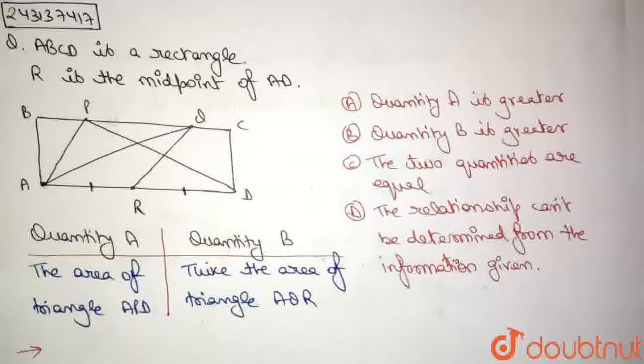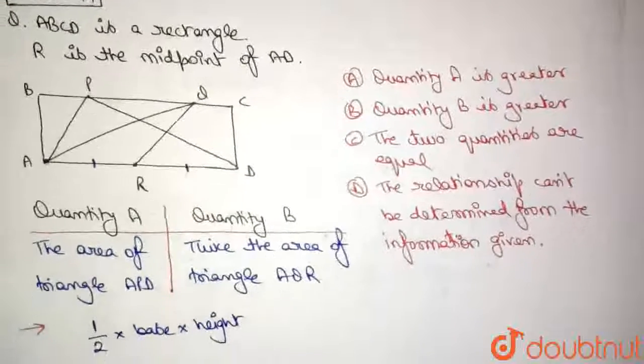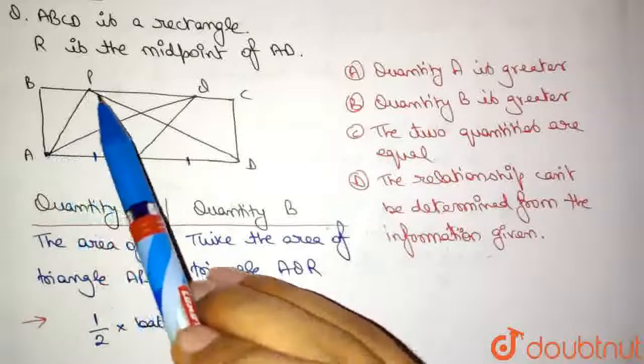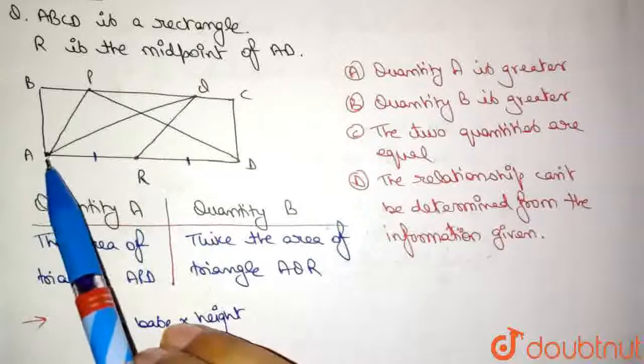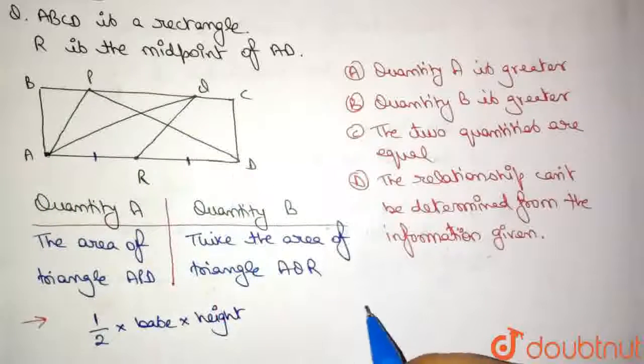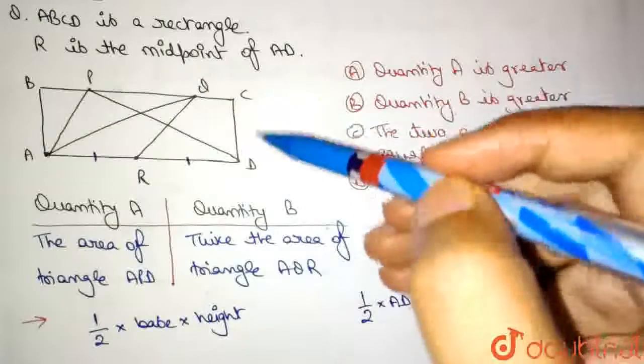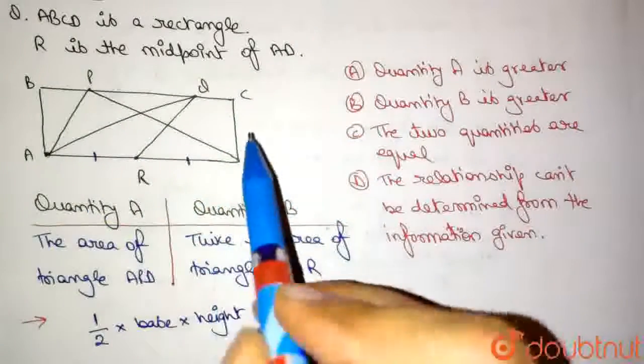Now, we know the formula of the area of a triangle, which is half into base into height. If I'm talking about the area of triangle APD, it is half of base, which is AD. So I'm going to write it as half into AD into the height. So height is CD or AB, right? Because it is a rectangle.